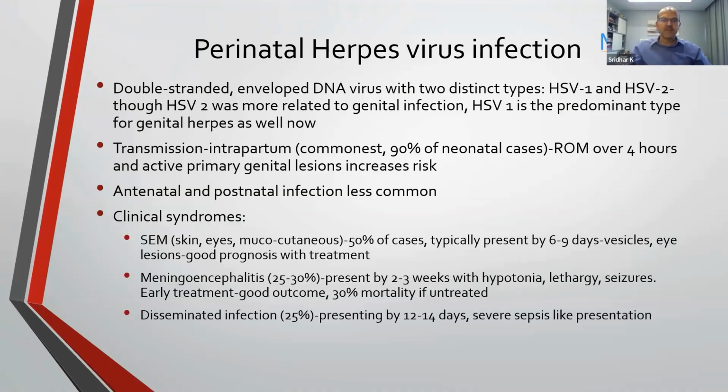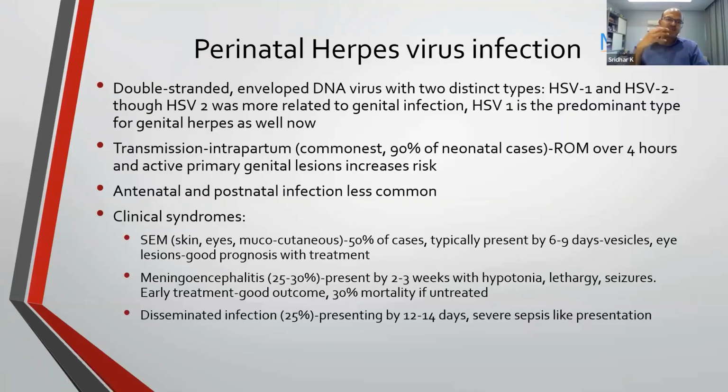If they have meningoencephalitis with neurological concerns, seizures, high fever, they may present with hypotonia, lethargy as well. If we start treatment early, the prognosis is better than 30% mortality if you don't treat it early enough. Of course, the risk of sequelae is there with the herpes meningoencephalitis, and we have specific EEG findings and MRI findings with temporal lobe dominance as well.